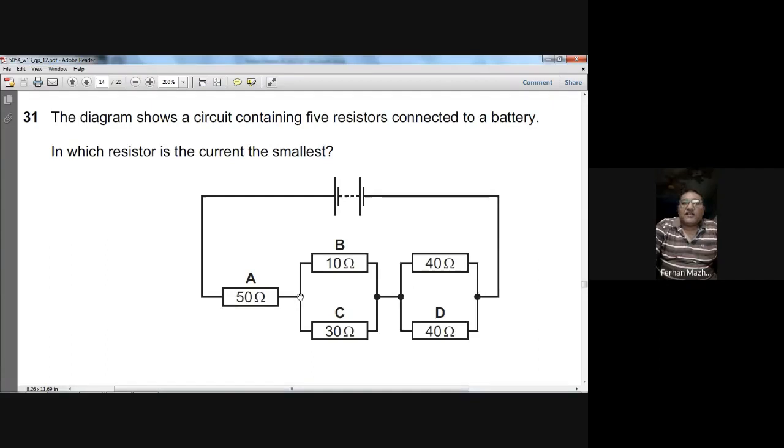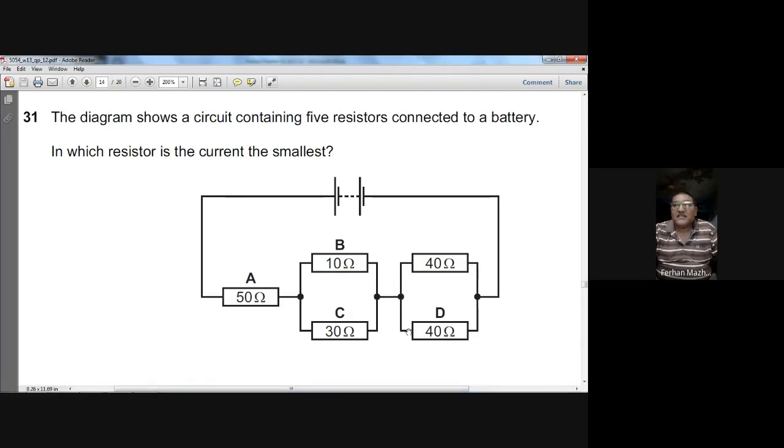And at this junction, the current will be divided. Some current will flow through B and some current will flow through C. Because here they are in parallel, so current finds two paths. The current will be divided. The current will be larger in that branch where the resistance is low, and the current will be smaller in that branch where the resistance is larger. So a very small amount of current will flow through C and a large amount of current will flow through B.